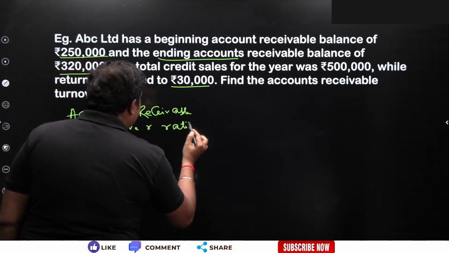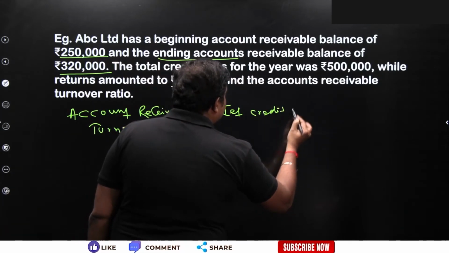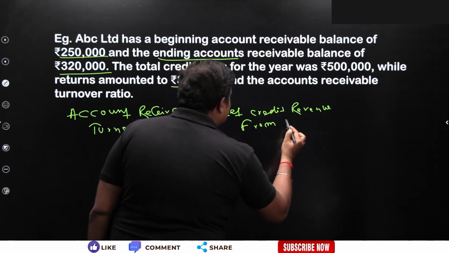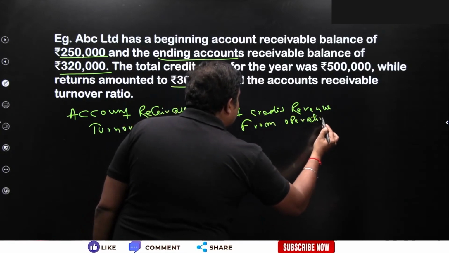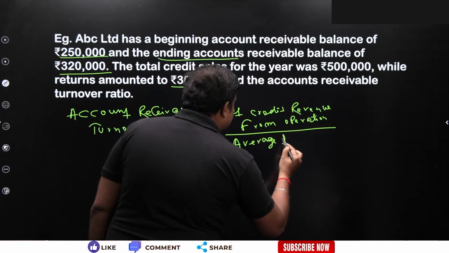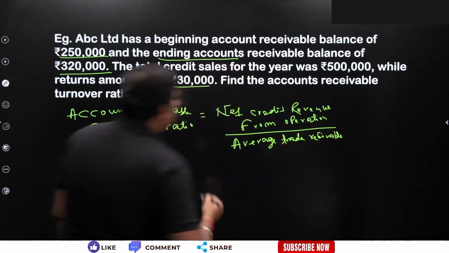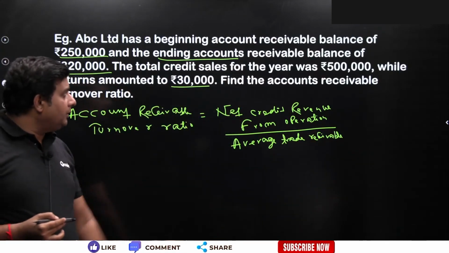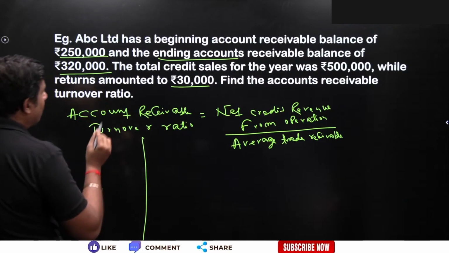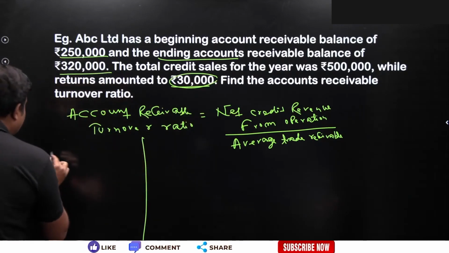Turnover ratio. So the formula is net credit revenue from operation upon average trade receivable, right? So net credit revenue from operation, what is it? Let's understand. It's very simple. You have total credit sales given as 5 lakh, and from that you subtract returns of 30,000, and you'll come to know the net credit revenue from operation.